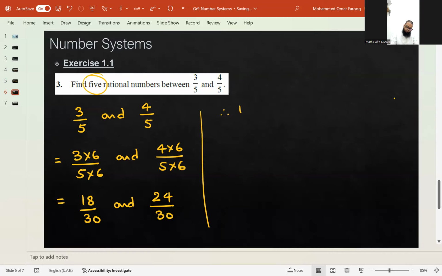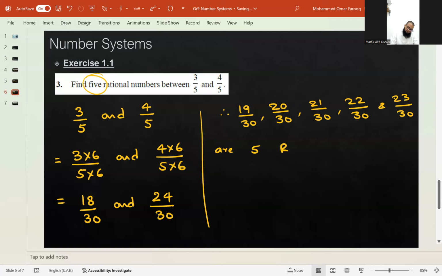So therefore, 19 by 30, 20 by 30, 21 by 30, 22 by 30, and 23 by 30 are 5 rational numbers between 3 by 5 and 4 by 5. Is that clear, my dear students? So simple.